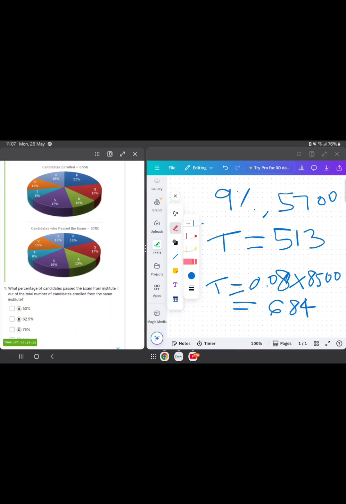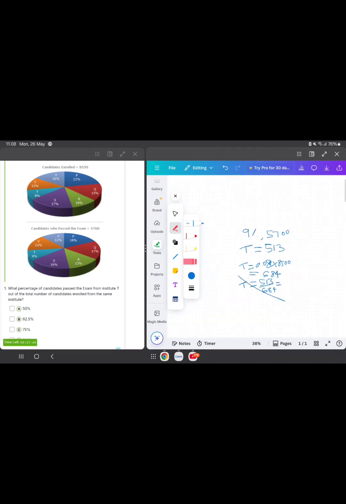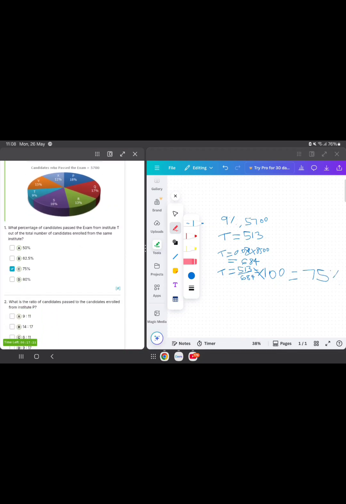Then the question says, what percentage of candidates passed the exam from Institute T out of the total number of candidates enrolled from the same institution? To calculate this, the percentage will be 513 divided by 684, and we have to multiply this by 100. So we have 513 divided by 684 multiplied by 100, which is 75%. So we can see that is option C.